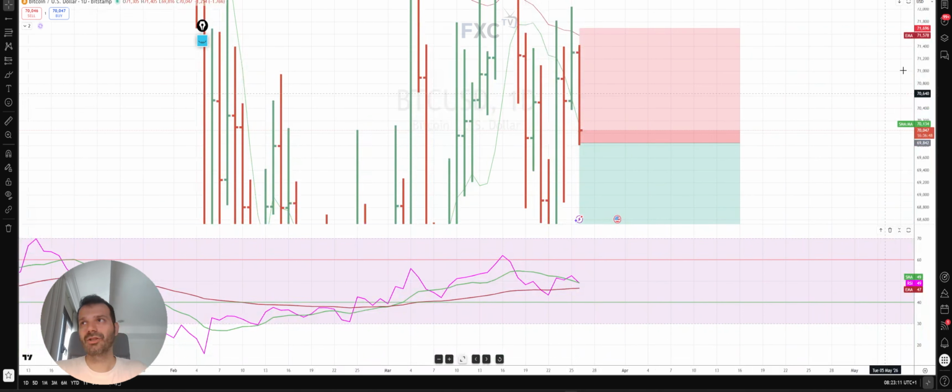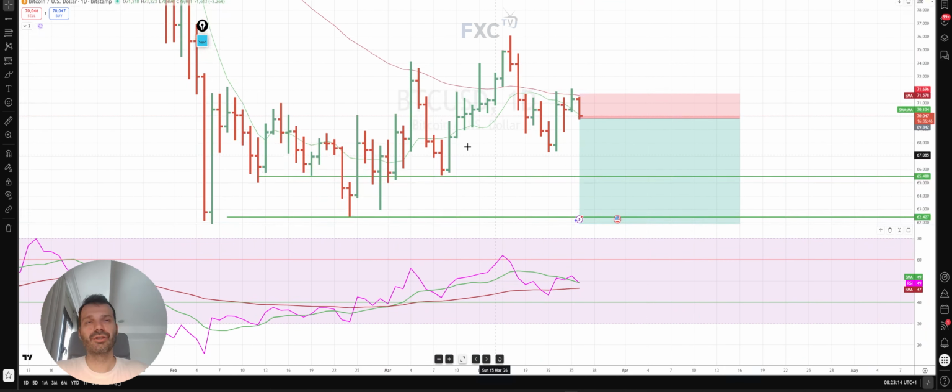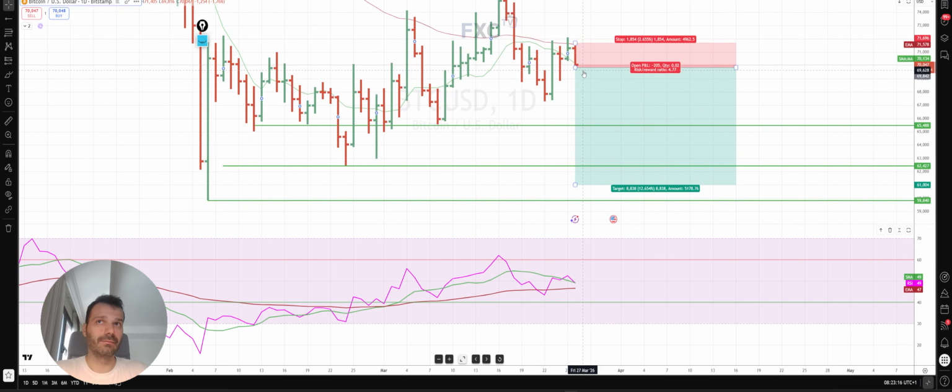So that will be a potential for very good reward versus initial risk to play for a multi-day potential move and potential for further downside development.